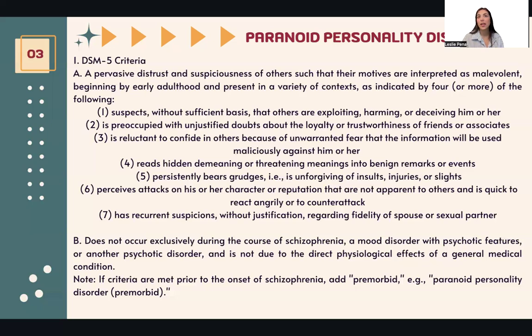So they could say something like a sarcastic remark and they'll take it the wrong way and react angrily, which is the next one. They perceive attacks on their character that are not apparent to others and react angrily or counterattack, or fight them on it, or argue against it. They have recurrent suspicions without justification regarding the fidelity of their spouses or sexual partners. And this does not occur exclusively during the course of schizophrenia, a mood disorder with psychotic features. And this is what I was talking about with the premorbid.